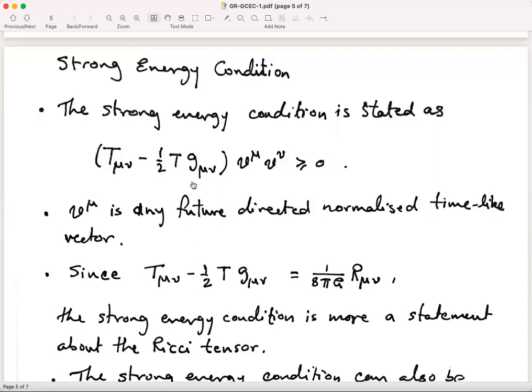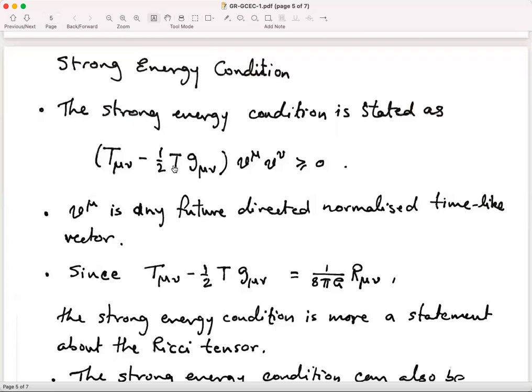If you really think about this condition for a moment, you will realize that it's not a condition about the energy momentum tensor at all. Because T mu nu minus half T times g mu nu is what you would encounter when you write down what is called the trace reversed Einstein equation. I don't remember whether I have talked about this when we derived the Einstein equation. But what you could do is take the trace of the Einstein equation, and then you find that the trace of the energy momentum tensor is proportional to the Ricci scalar, and therefore you can replace the Ricci scalar in terms of the trace of the energy momentum tensor, which I have called T here.